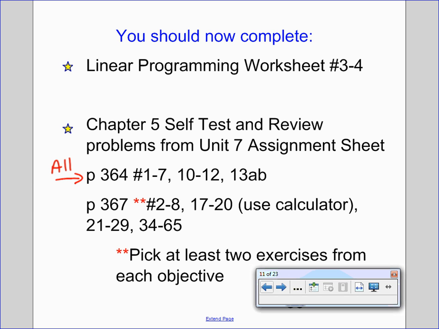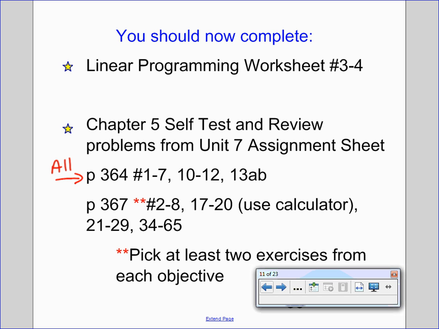And then you're going to go ahead and work on some book review. Everybody's going to complete these self-test items, the 1 through 7, 10 through 12, 13, A and B. Do all of the self-tests that we've selected here, and we printed this out on your note sheet so you don't have to copy this down hurriedly. We included it on the printout.